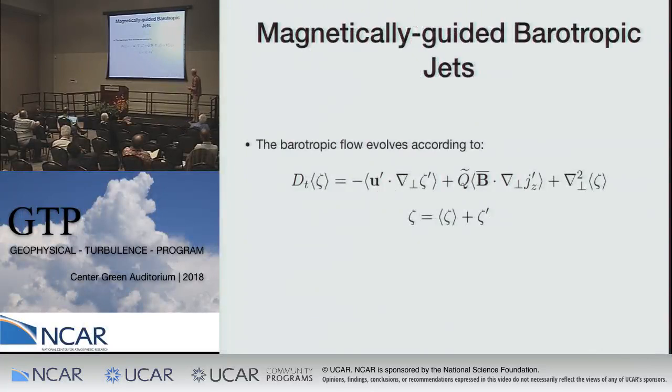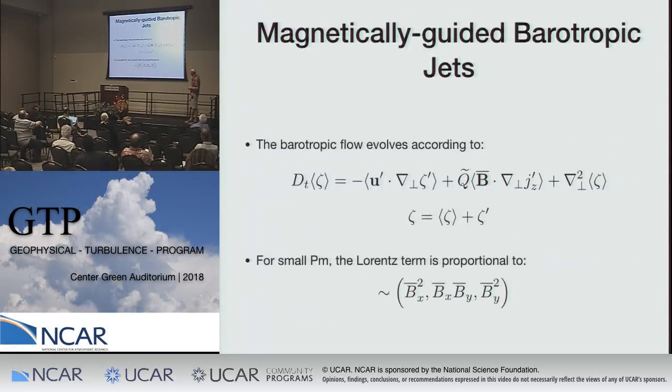How does this work? Well, you can figure this out just by looking at the evolution equation for the barotropic vorticity. If you take your vorticity equation and depth average it, it evolves according to a forcing function, the convection, the Lorentz term, and the dissipation. Here, this is the axial vorticity decomposed into a depth average and a fluctuation.